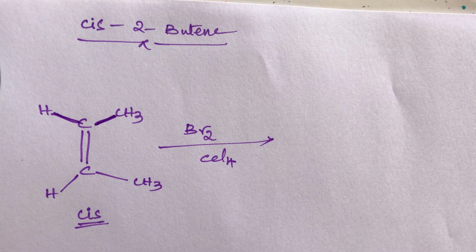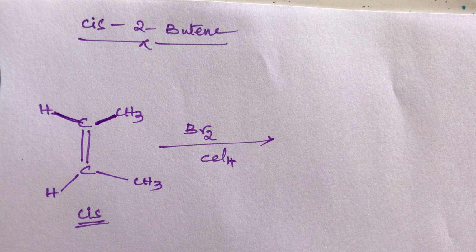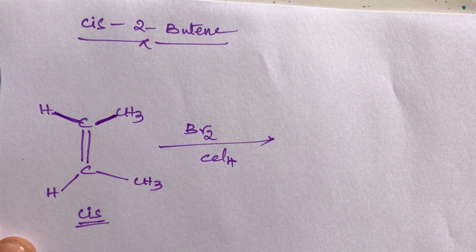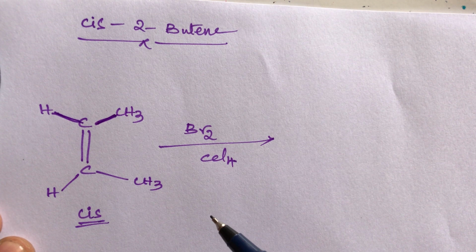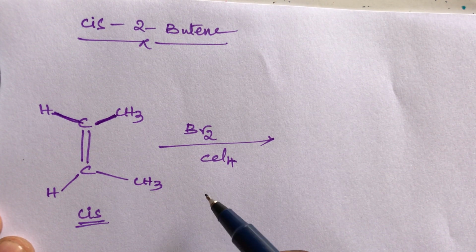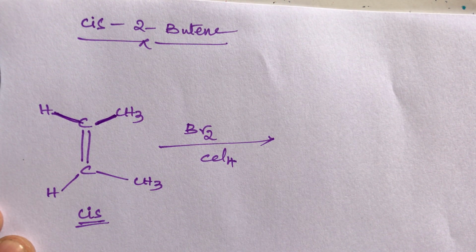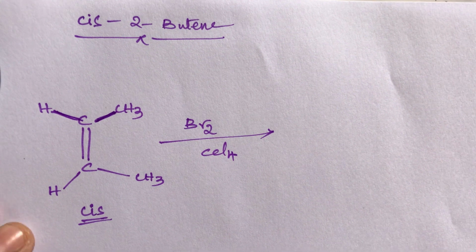Hello students. Next example for anti-addition reaction, that is cis-2-butene. Cis-2-butene also undergoes electrophilic addition reaction. Cis-2-butene reacts with bromine in the presence of CCl4, that is carbon tetrachloride. It is a non-polar solvent. So generally cis-2-butene will undergo anti-addition reaction and it forms a racemic compound. It forms a racemic mixture.